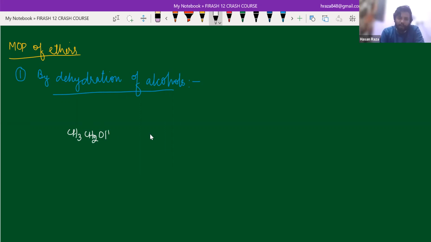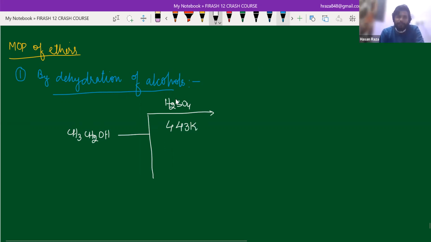And if you are going to react this with H2SO4 at 443 Kelvin, then H2SO4 is basically a dehydrating reagent. That means it will eliminate water. So OH from here and hydrogen from here will be eliminated, and you will be getting ethene as the main product.